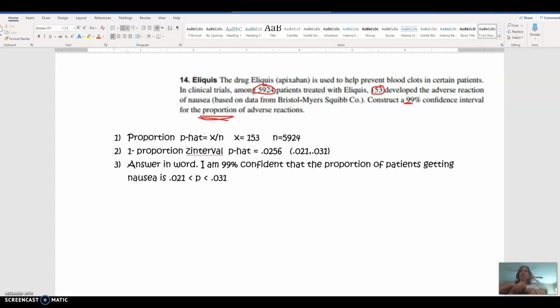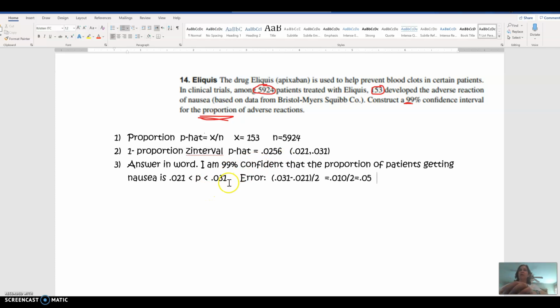If we wanted to find the error, remember we have these 2 methods. I'm going to use the method that they gave us in the slides. I can take this upper bound minus my lower bound and divide by 2. And when we do that, we get 0.031 minus 0.021, which is 0.010, divided by 2 is going to be 0.05. So in other words, my error margin is about 5%, right?